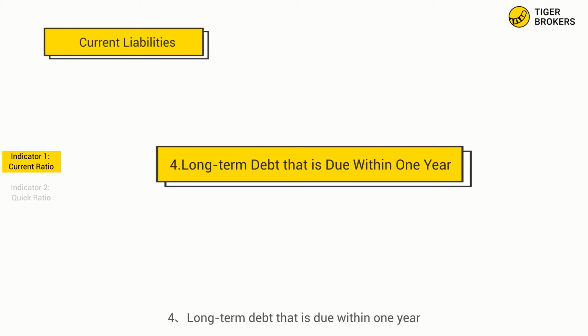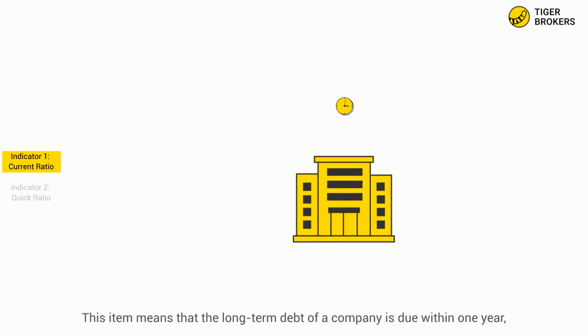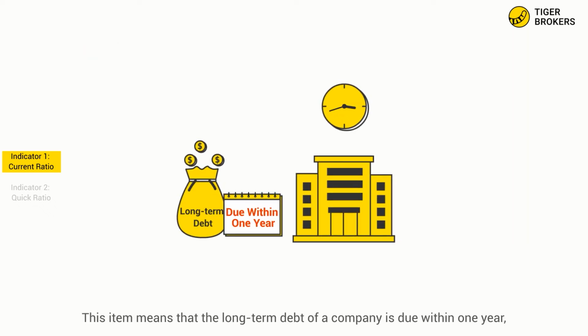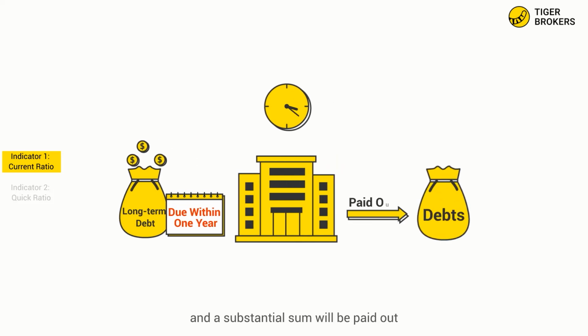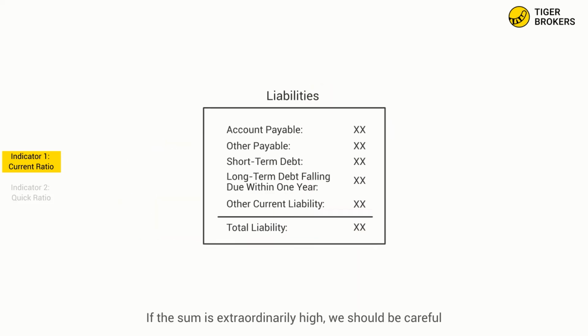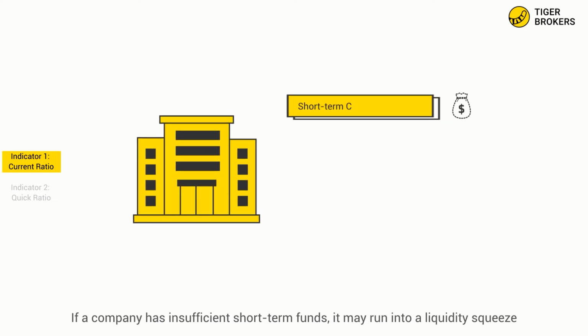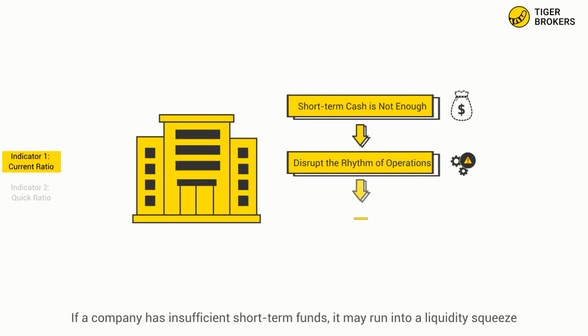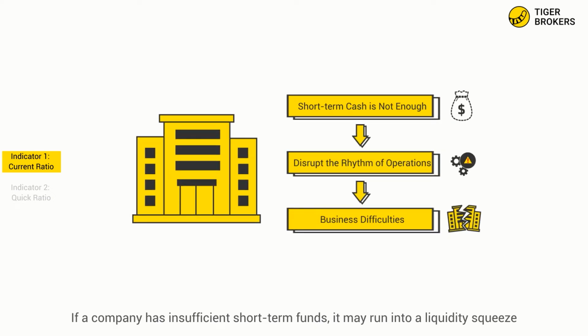4. Long-term debt that is due within 1 year. This term means that the long-term debt of a company is due within 1 year, and a sustainable sum will be paid out. If the sum is extraordinarily high, we should be careful. If a company has insufficient short-term funds, it may run into a liquidity squeeze.